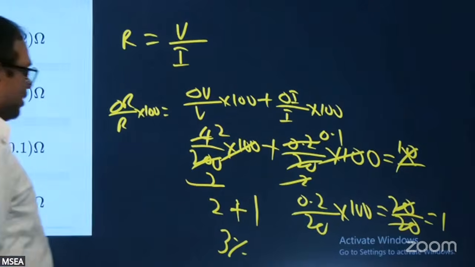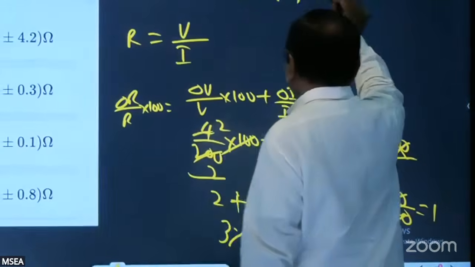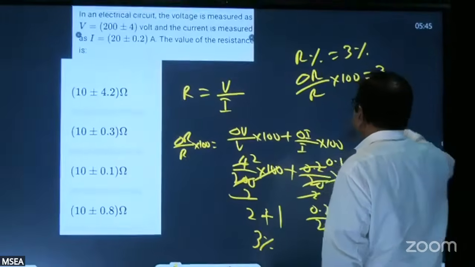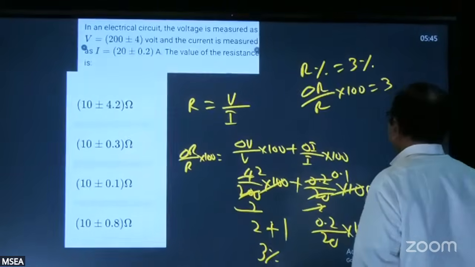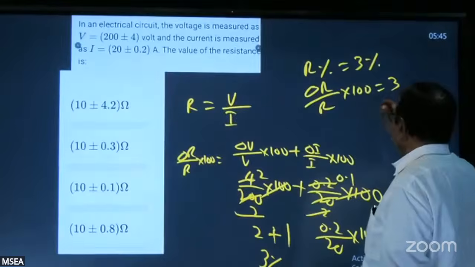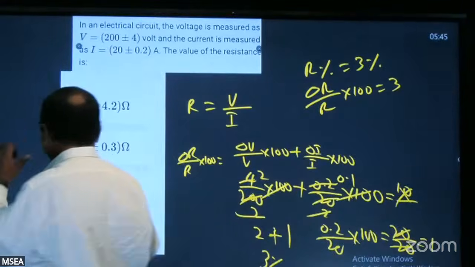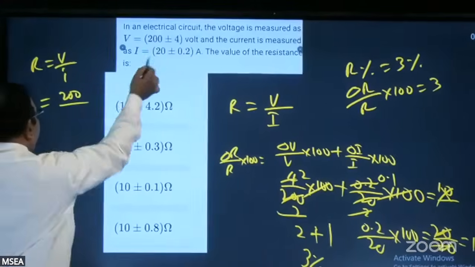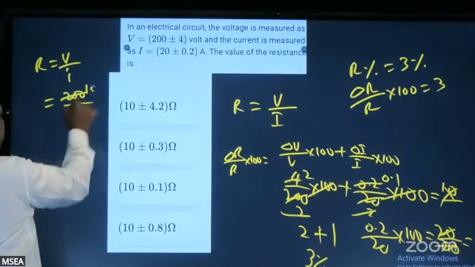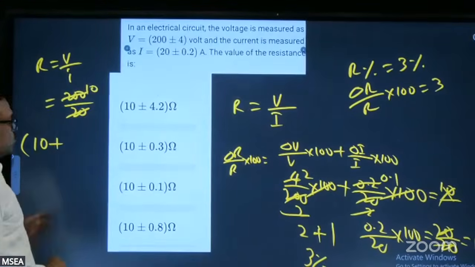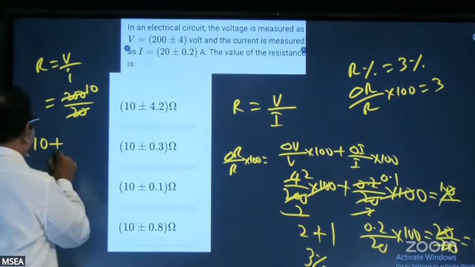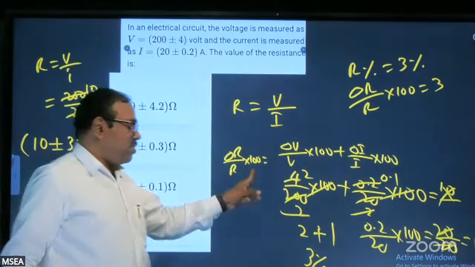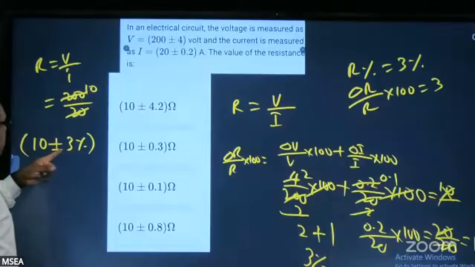Then what about the R percent we have? The R percentage is 3. What is the R percent? Delta R by R into 100 is equal to 3. Or simply we can write it in percentage. R is equal to V by I. But what is V? 200. What is I? 20. So which should be equal to 10. Therefore, in terms of percentage, we can write R as 10 plus or minus 3%. This is in terms of percentage, because the percentage of resistance is 3.